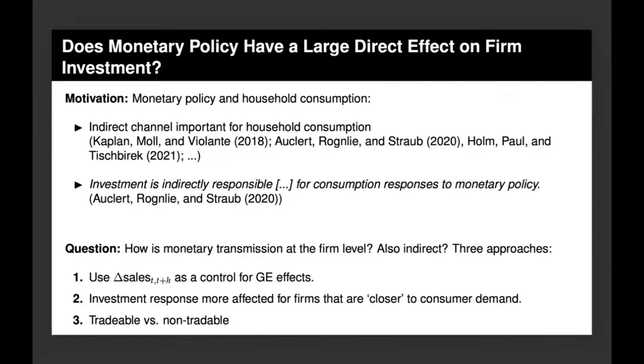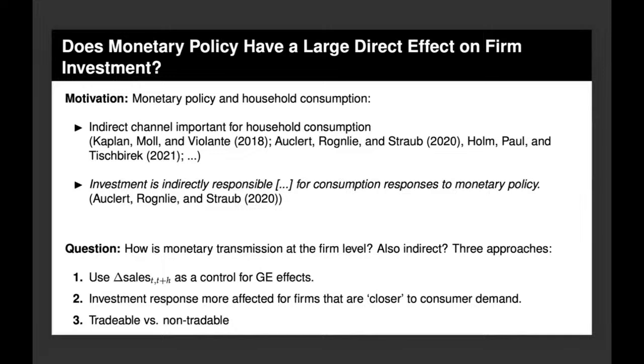So we test the channel in 3 different ways. First, we use the firm's future sales as a control for the general equilibrium effect. That basically reflects the indirect channel driven by the aggregate demand.